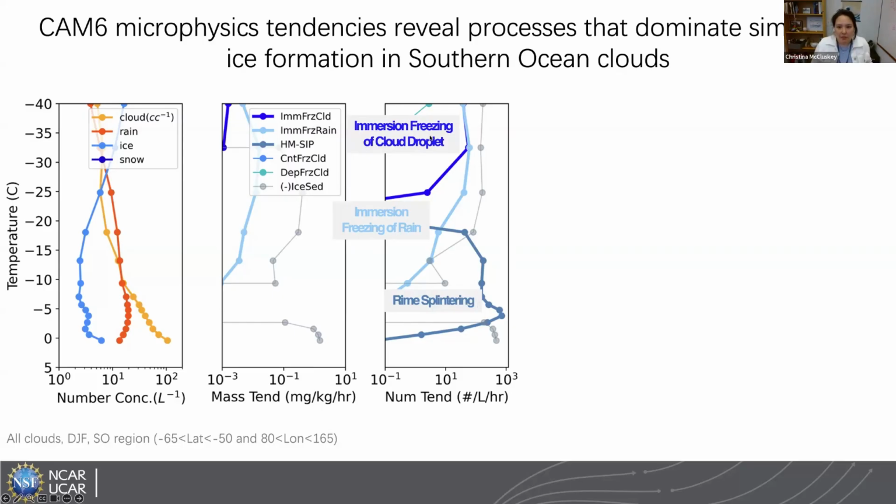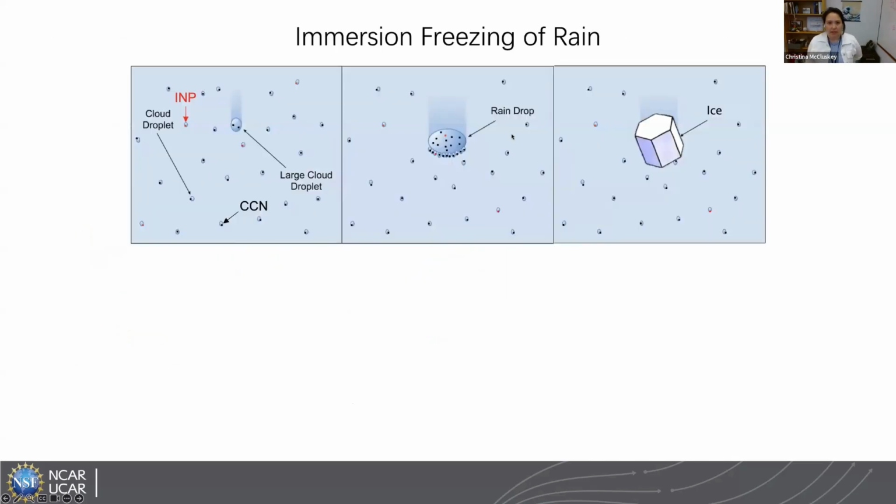And what we find is that in terms of number, immersion freezing of cloud droplets actually dominates only at -25°C. Whereas immersion freezing of rain is what's driving ice formation at these warmer temperatures and then kicking off that secondary ice production process through rime splintering. And this immersion freezing of cloud droplets, that's what we're perturbing in our ice nucleation experiments. Ice nucleation is the ice nucleation of a cloud droplet, not a rain droplet. So what this is showing basically is that immersion freezing of rain is the dominant ice formation process.